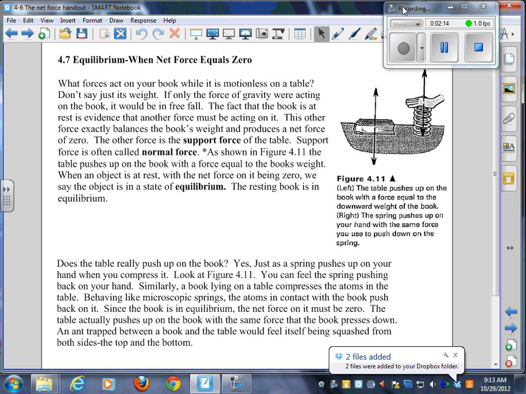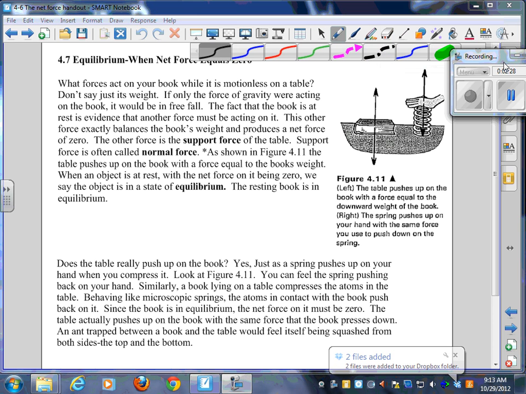Support force is often called normal force. As shown in figure 4.11, the table pushes up on the book with a force equal to the book's weight. When an object is at rest, with the net force on it being 0, we say the object is in a state of equilibrium.